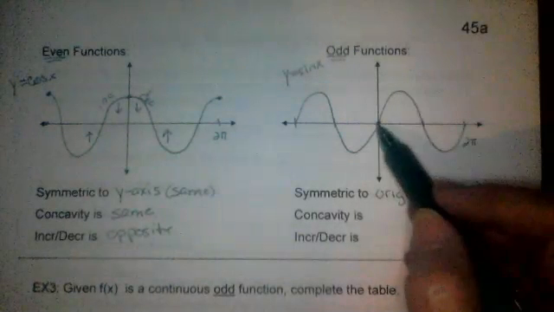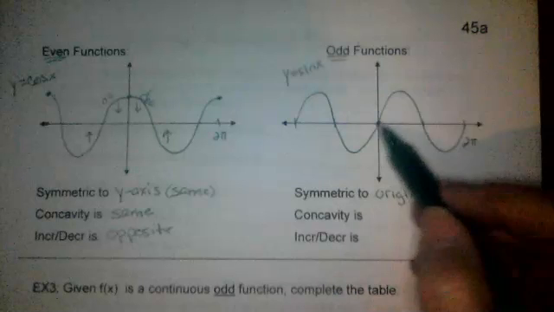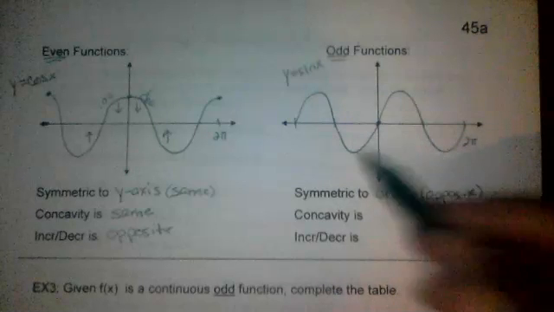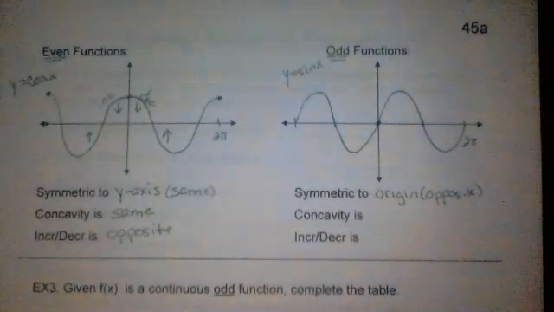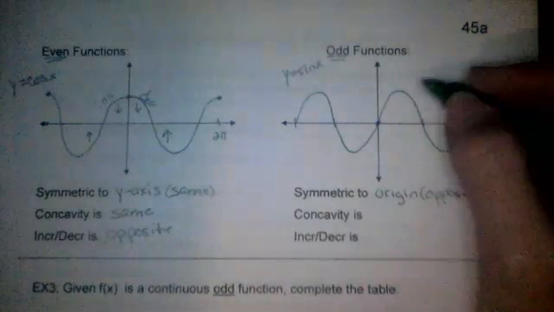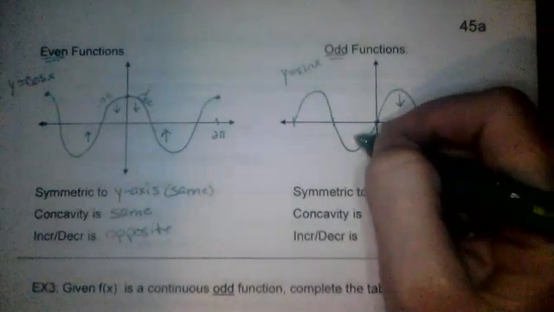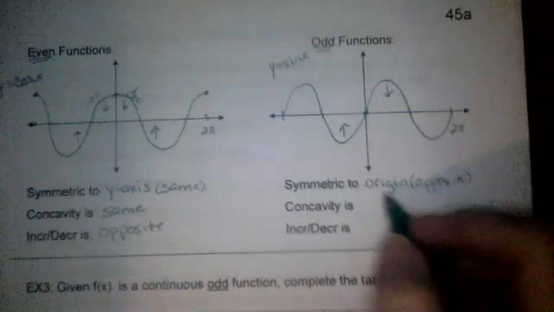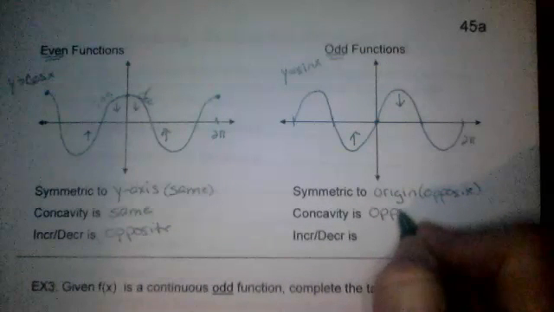If this one is positive, this one's going to be negative. So positive one here, negative one here. Concavity. When we look at the concavity, this is concave down on this side, concave up on this side. Concavity is also going to be opposite.